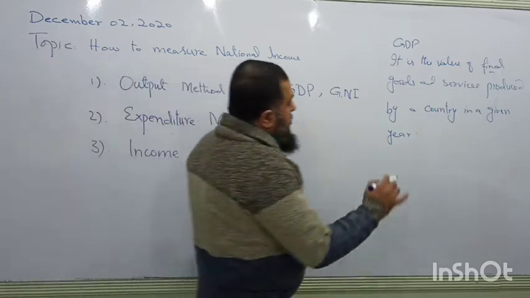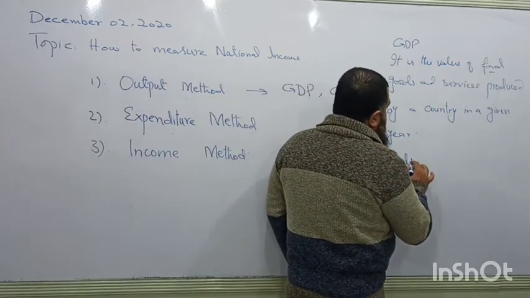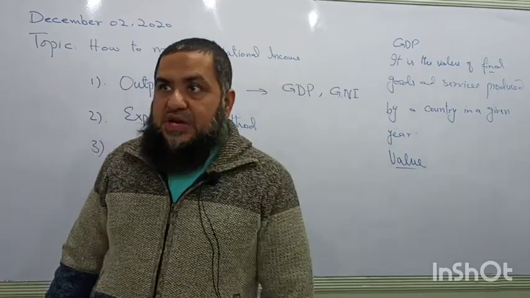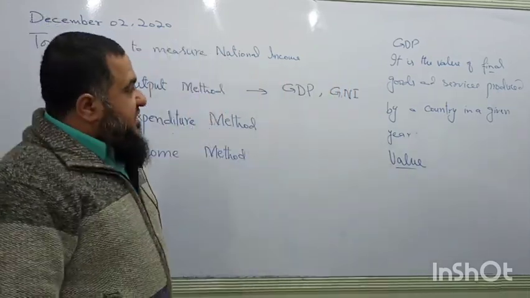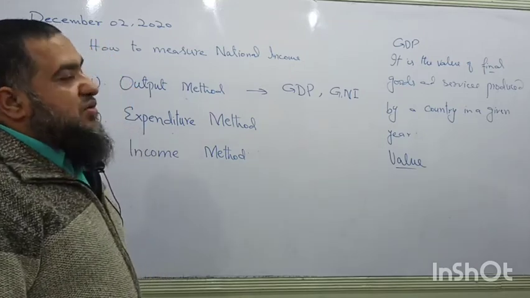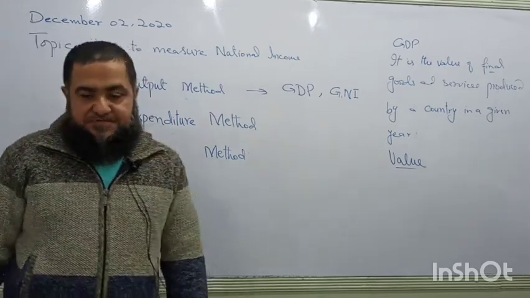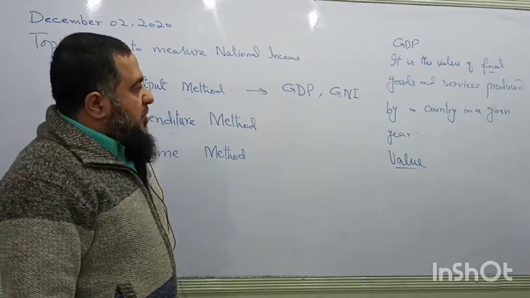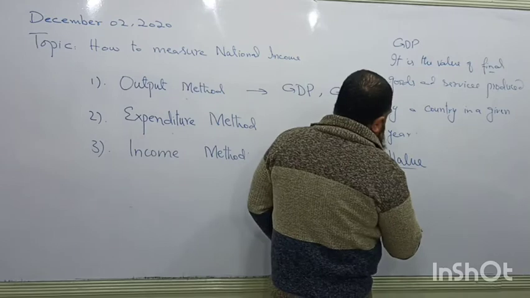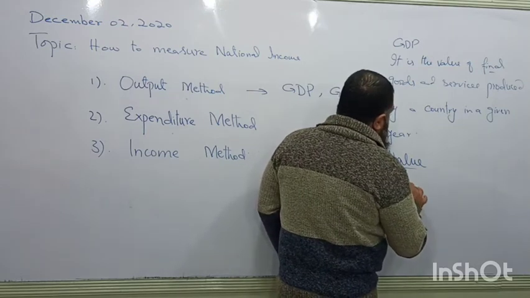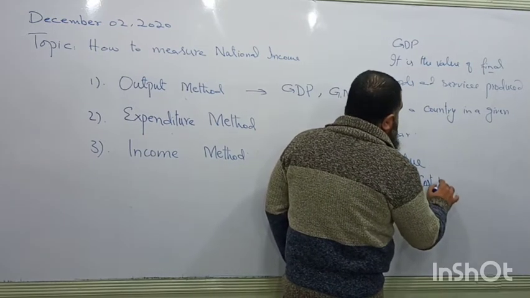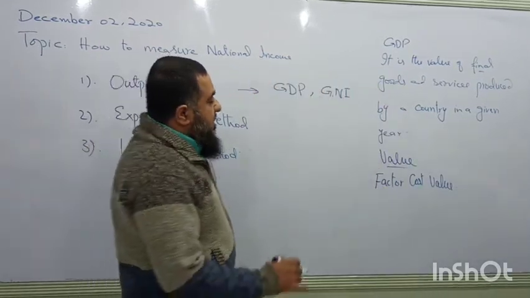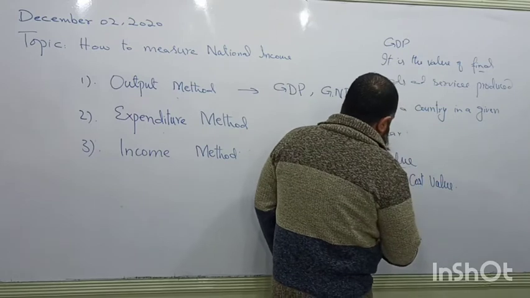Now which value will we be taking into account? If we take the market price of the goods and services, these market prices are inclusive of indirect taxes. Taxes are not part of the national income. So we are taking the factor cost value. Which value will we be taking? Factor cost value. What is the value of factor cost?